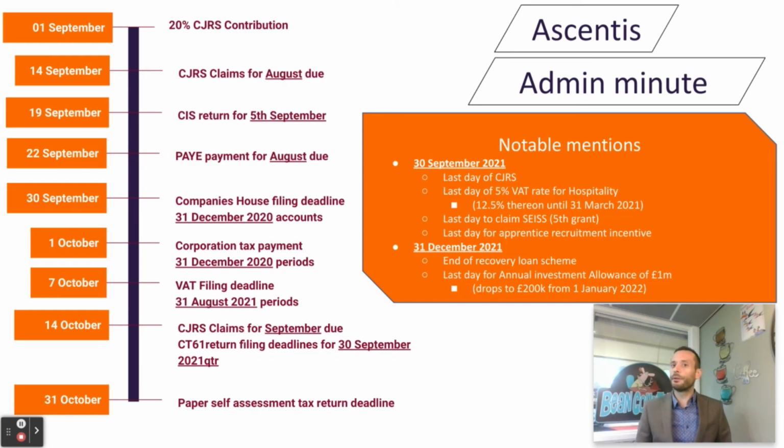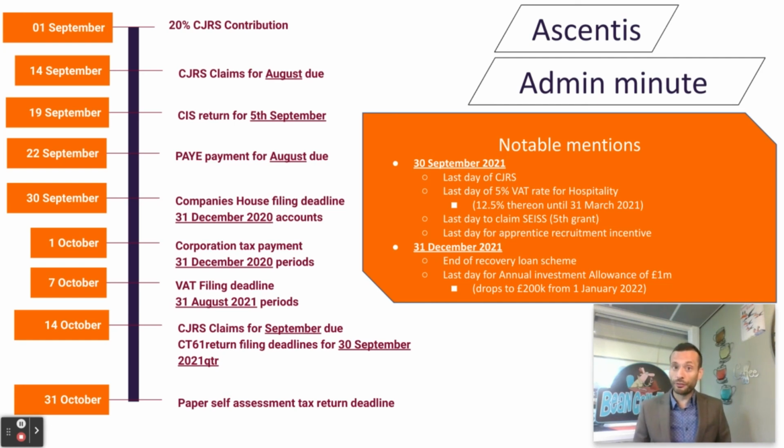Hopefully not many people actually still filing a paper tax return, but don't fall foul of that 31st of October deadline if you are. In terms of notable mentions, well, it's the end of CJRS. Last period we can actually put people on furlough is the 30th of September 2021, and you'll have to put in the claim by the 14th of October.